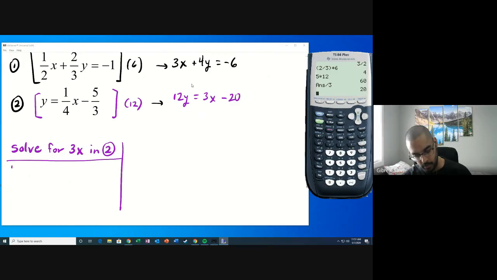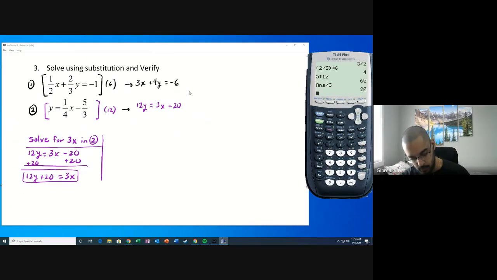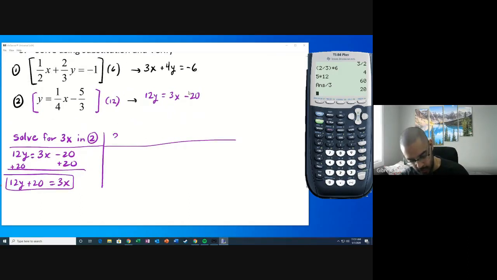So that purple equation was 12y equals 3x minus 20. If I solve for 3x, I'm going to add 20 to both sides. So that means that 12y plus 20 is equal to 3x. Now, what we're going to actually do this time, very similar, is take that 3x and put it into the first equation. So I didn't directly solve for x. I solved for a term that was exactly the same as it. And we're going to try plugging it in.